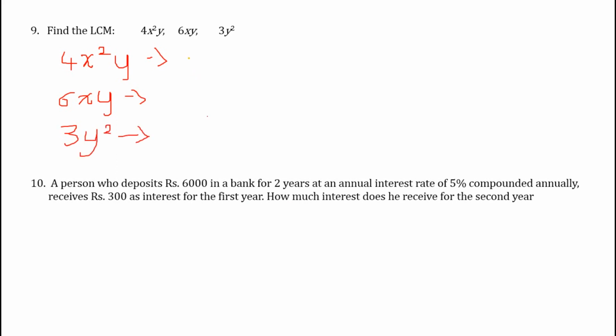Now you separate them as squares. 2 squared will be equal to 4, and x squared and y to the power 1. And to write 6, you can write 2 into 3, that will be 2 to the power 1 and 3 to the power 1, x to the power 1 and y to the power 1. And to write 3, that will be 3 to the power 1 and y squared will be y to the power 2.